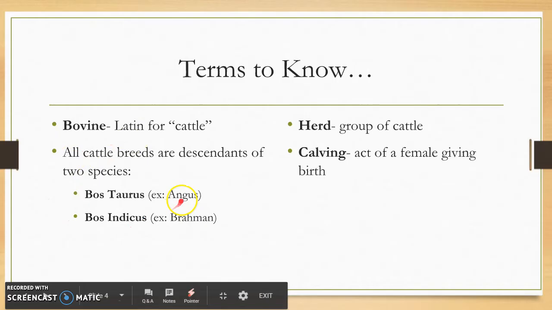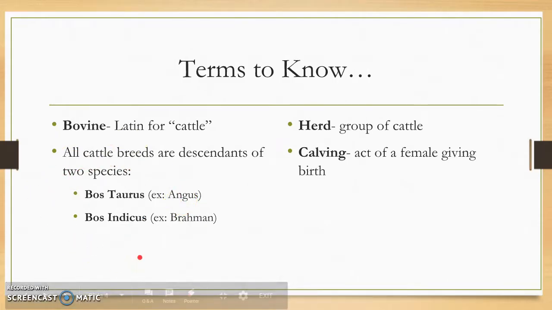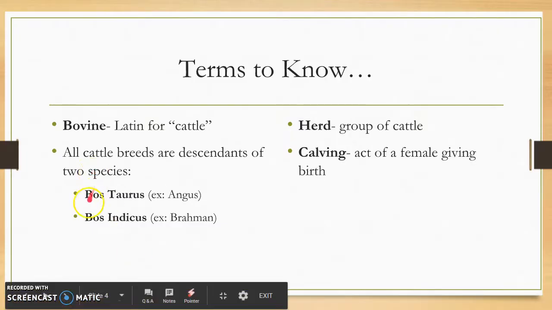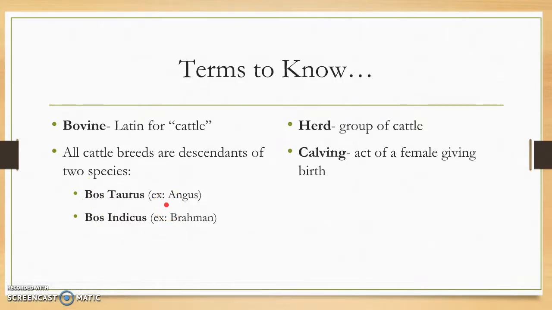Moving on, looking at your Latin terms, bovine is a Latin term for cattle. And then Bos taurus and Bos indicus, when you're looking at the scientific classification of cattle, all breeds are descendants of these two species. So Bos taurus is your northern hemisphere cattle, like your Angus, Hereford, Simmental, Gelbvieh, Charolais, all of your big beef breeds that you really think of.